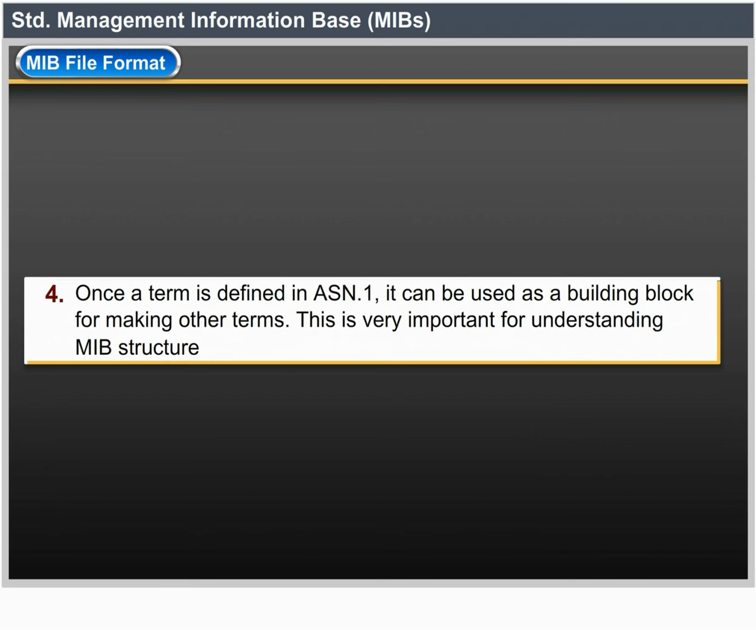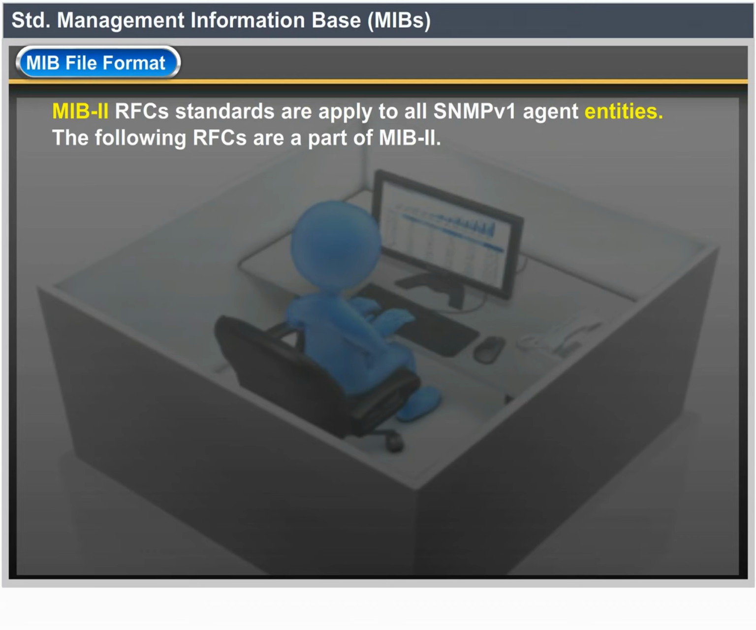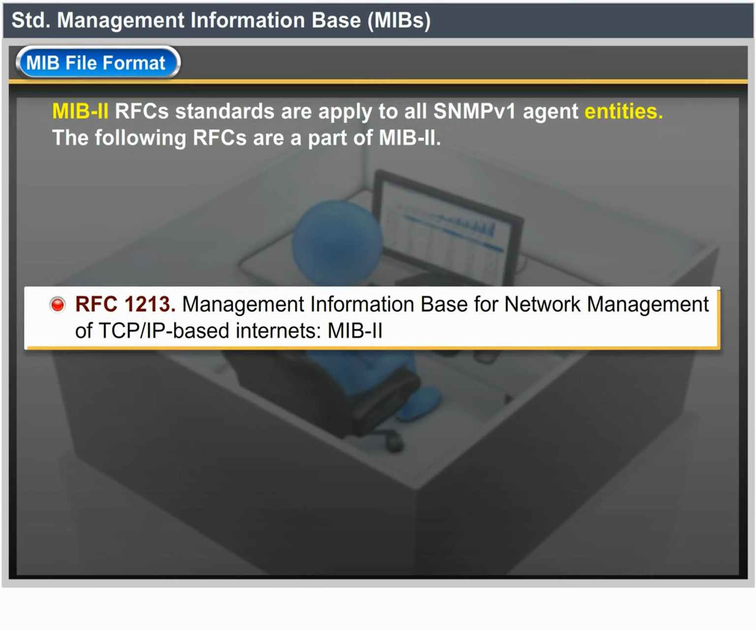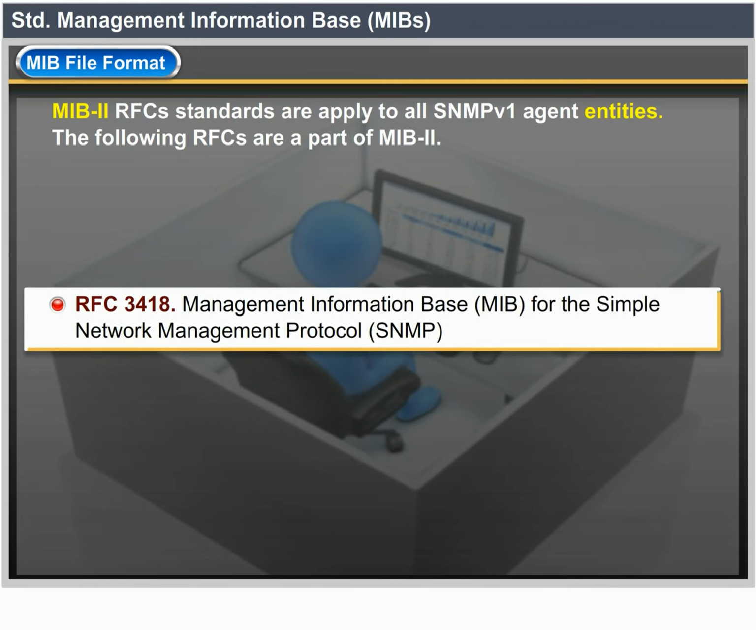MIB2 RFC standards are applied to all SNMP v1 agent entities. The following RFCs are a part of MIB2. RFC 1213 Management Information Base for Network Management of TCP/IP based Internets MIB2. RFC 2863 The Interfaces Group MIB IF. RFC 3418 Management Information Base or MIB for the Simple Network Management Protocol or SNMP. RFC 4001 Textual Conversions for Internet Network Addresses.